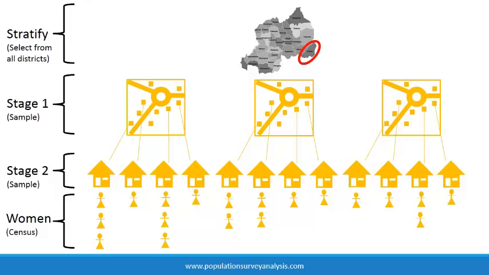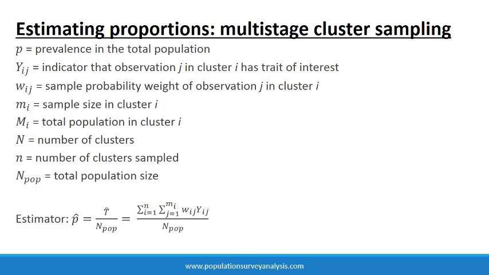cluster design. How are means and proportions affected by multi-stage cluster sampling? They are not affected at all, actually. Clustering does not affect means, only variance.